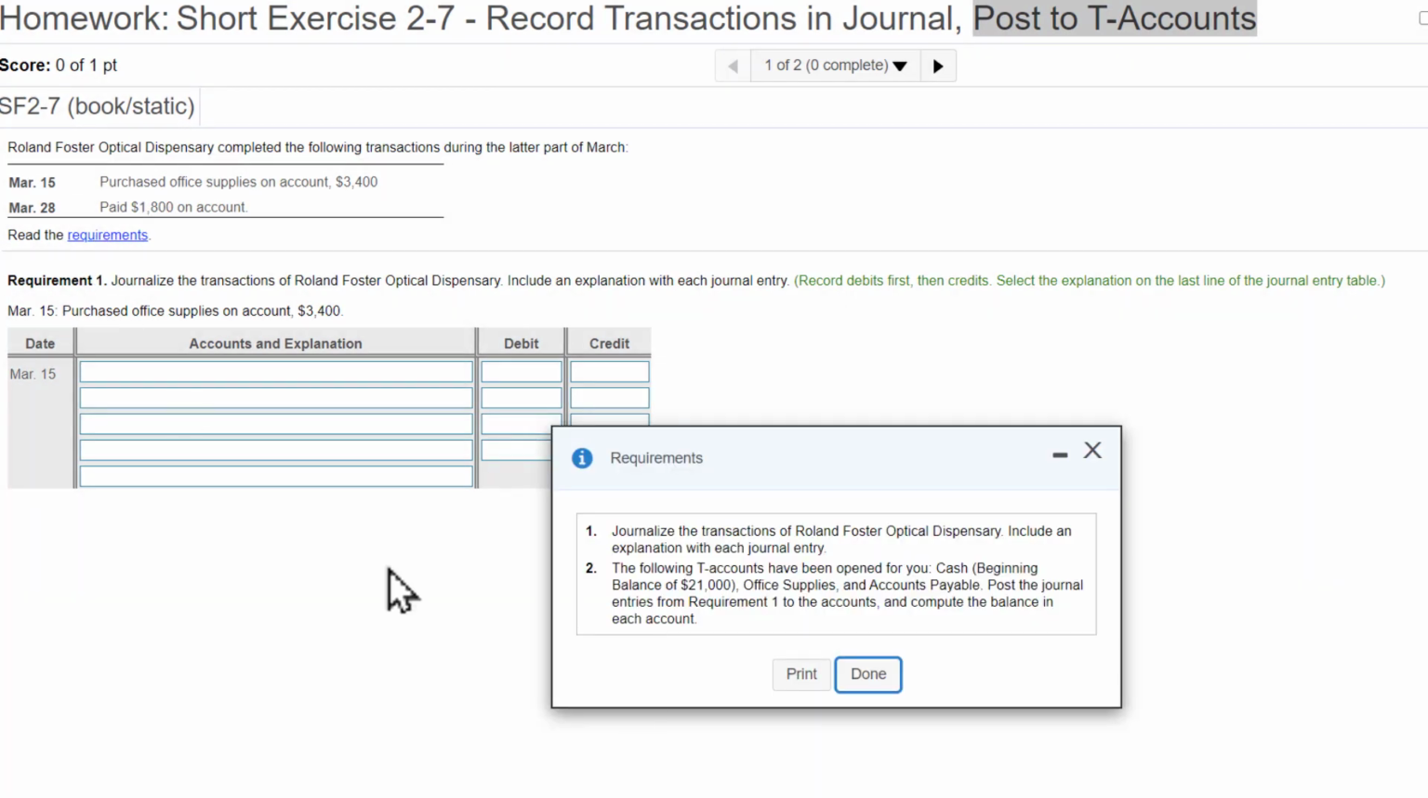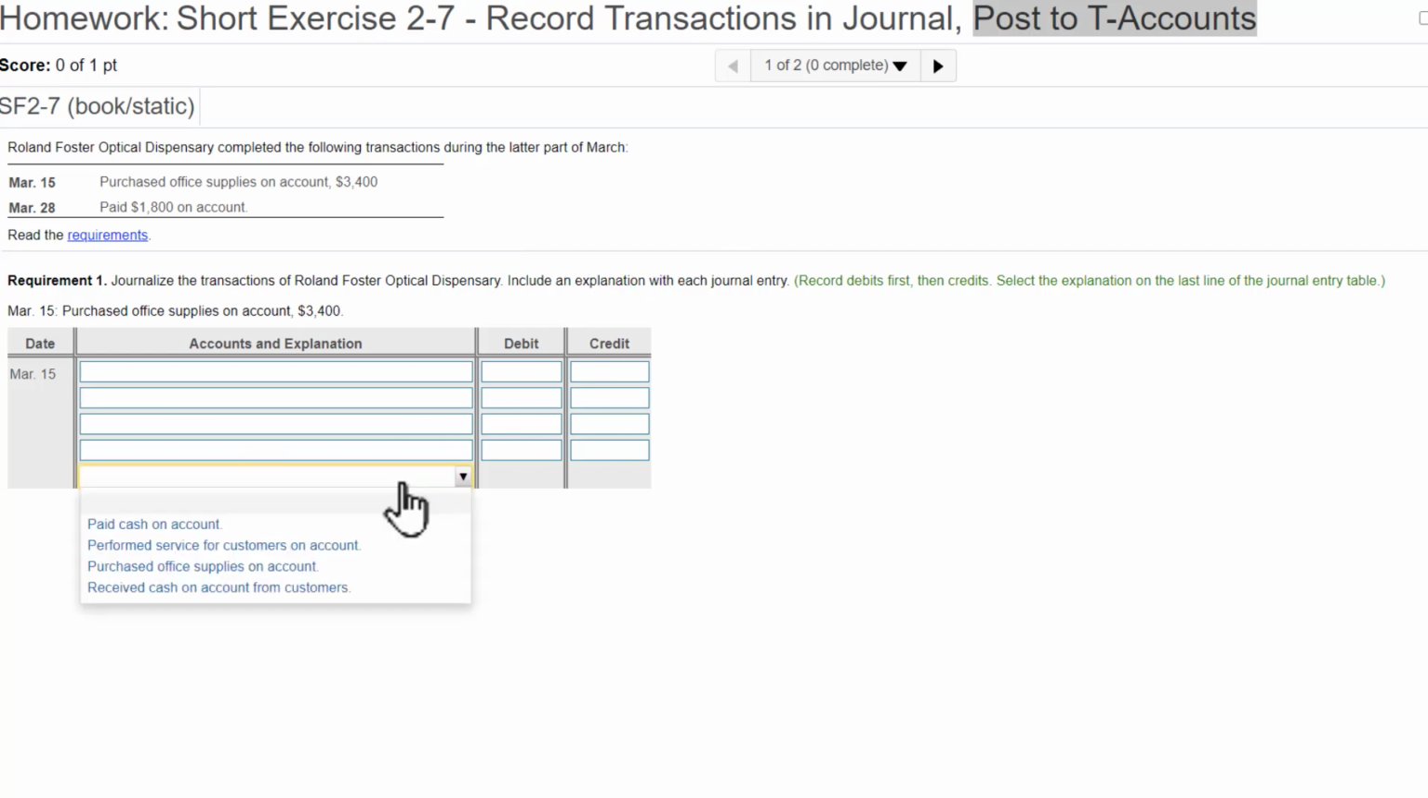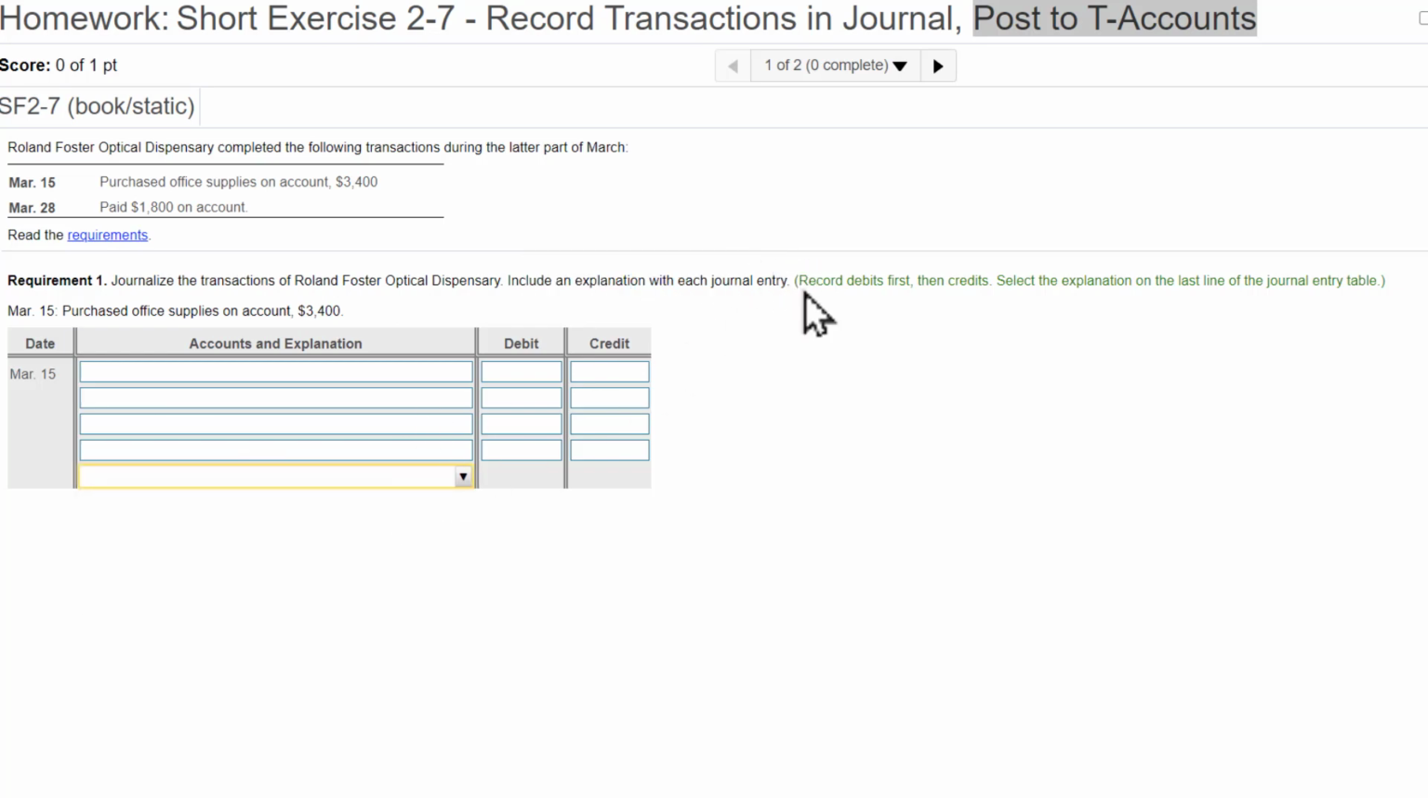Then they have these requirements, but I believe they're just going to repeat the information down here, so we don't need this for now. Journalize the transactions, include an explanation on this last line right here, and then as always, record debits first and then credits. So we will always be doing that in our accounting classes. Always list the debit account and then the credit account. Select an explanation on the last line, which they already repeated over here. I'm not sure why they repeat themselves.